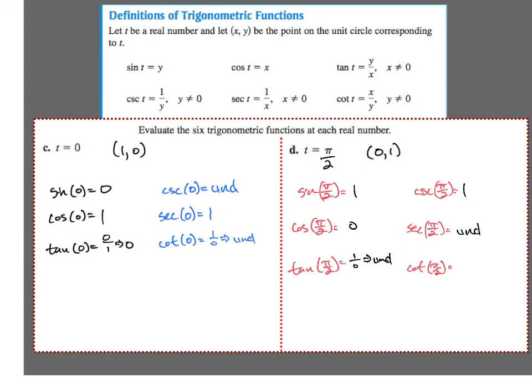And then cotangent. How do I want you to think of cotangent? X over y. So what do we get? 0 over 1, which is 0.